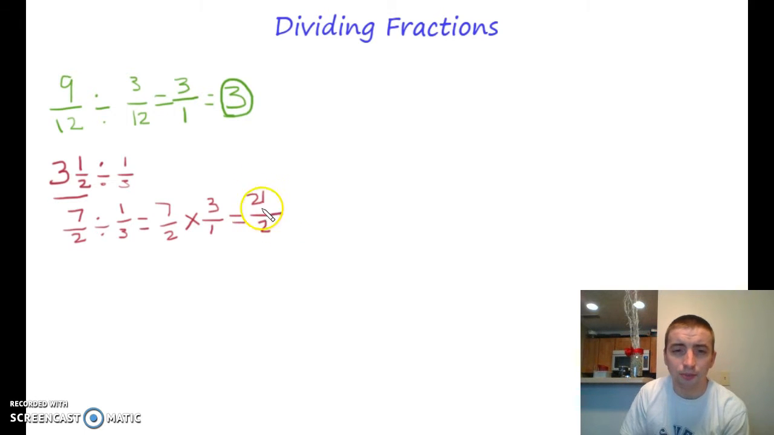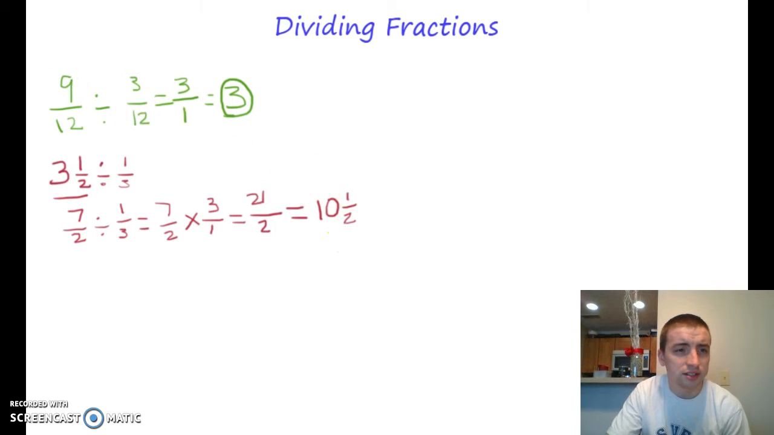So then I'm just going to change it back from an improper fraction into a mixed number. And remember that fraction bar tells us we can divide. So 21 divided by 2. 2 goes into 21 10 times with 1 left over, so my answer would be 10 1/2.